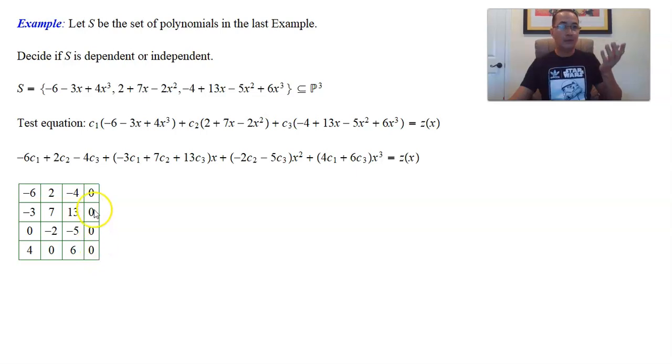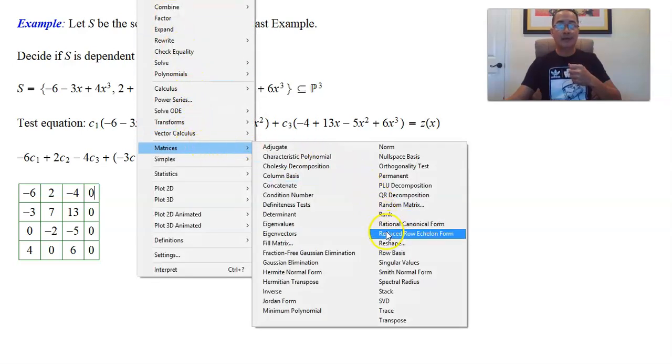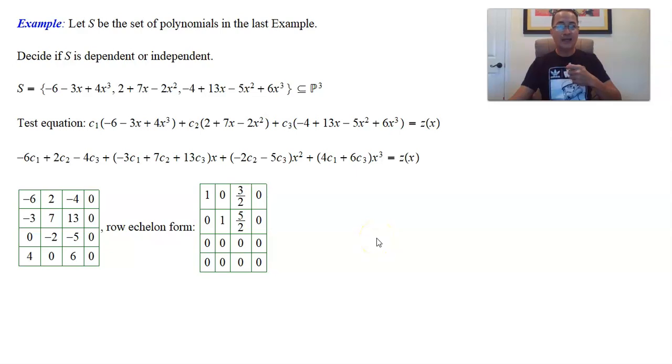Do we really need the zeros? No, of course not. But let's put them anyway. So find the REF. Compute the matrix's REF. It's kind of anticlimactic because we saw that left side in the previous example. Yes, there is a free variable, so therefore this set of vectors is dependent. Since there is a non-trivial solution, S is dependent.